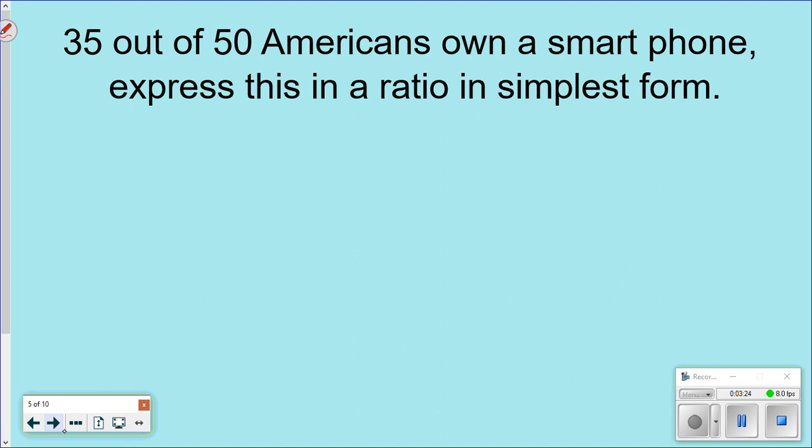Okay. So the next one is 35 out of 50 Americans own a smartphone, expressed in a ratio in simplest form. Again, very simple. You could write it any way you wanted to. A lot of times when you have to reduce, it's easier to put it in fraction format, though. I think that's because we're used to it. So if I look at 35 and 50, I know that 5 can go into both. So it would be 7/10. So that means for every 7 out of 10 Americans own a smartphone. And I just made this up. Most likely it's higher than this, I'm thinking.